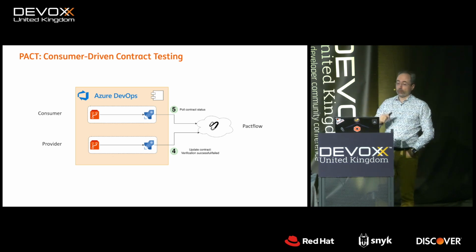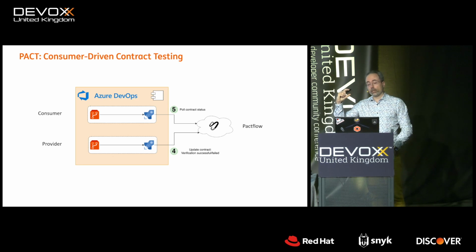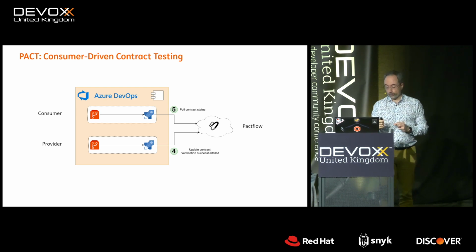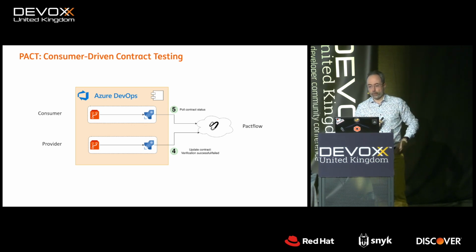It does apply to both the consumer and the provider. If tests are failing, then it means that those two pieces of software are incompatible and they should not be moving forward into any deployment.